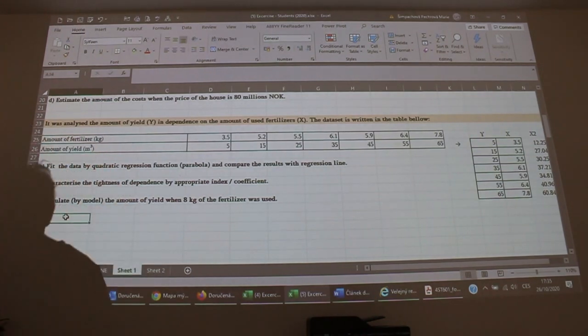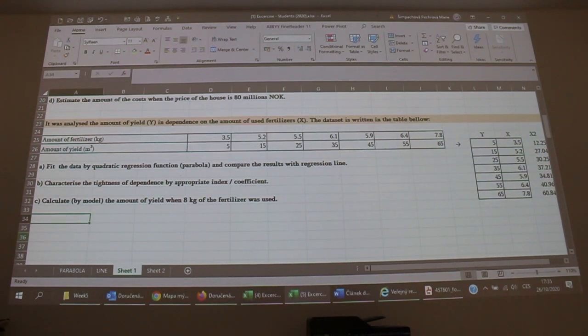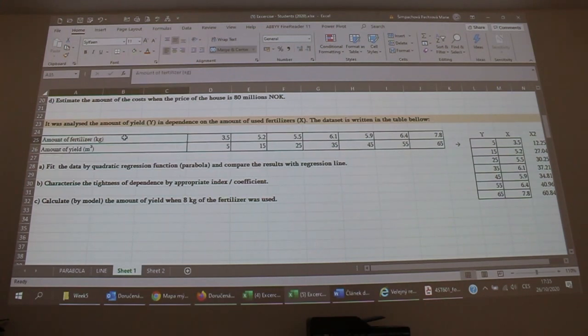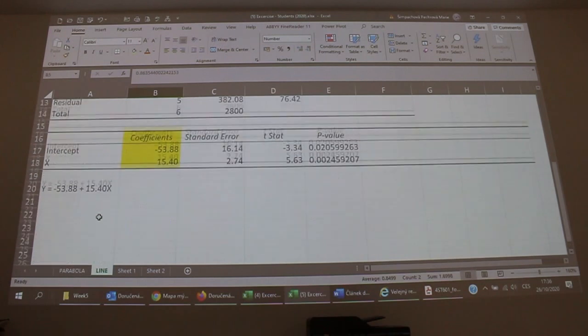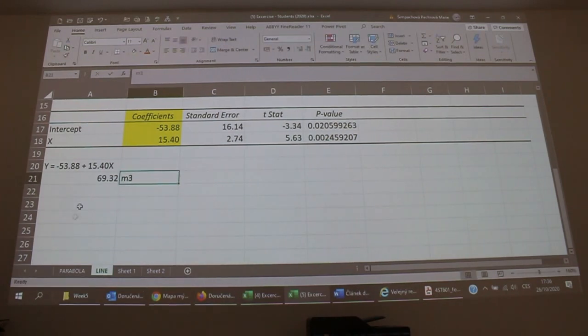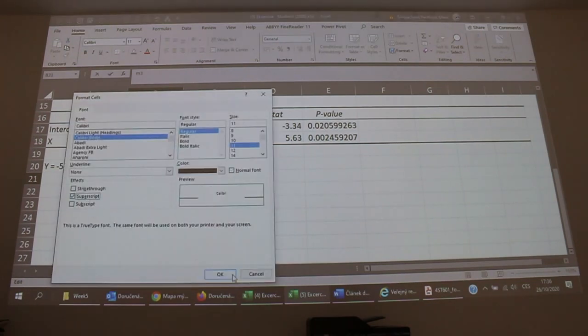So please use Microsoft Excel and calculate our expectation about the amount of yield when 8 kilograms of fertilizer is used. Fertilizer is in kilograms, amount of yield is in cubic meters. So there is my line: equal sign, intercept plus slope times 8 kilograms of used fertilizer. And this result is in cubic meters, meter powered by 3, so I will use format cell, superscript.